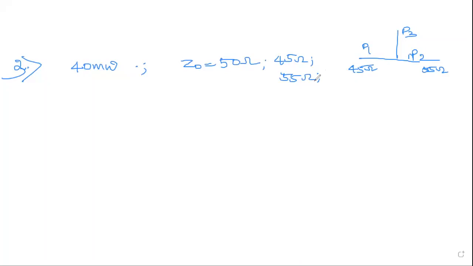Repeat the question. Consider a lossless H-plane T junction with 40 milliwatt power being fed into a perfectly matched port 3 of the junction at 50 ohm. The two collinear ports 1 and 2 are terminated in mismatched loads of 45 ohm and 55 ohm. Calculate the actual powers delivered to these loads and the corresponding reflected powers. You need to find out the power delivered to port 1 and port 2, with loads of 45 and 55.